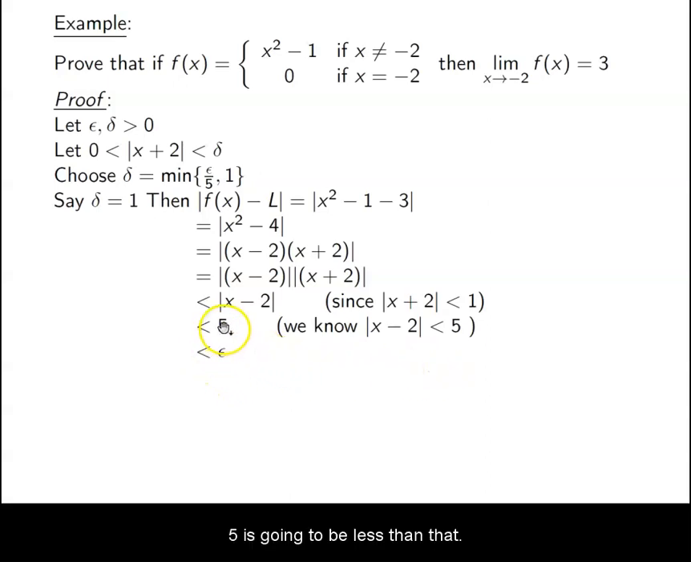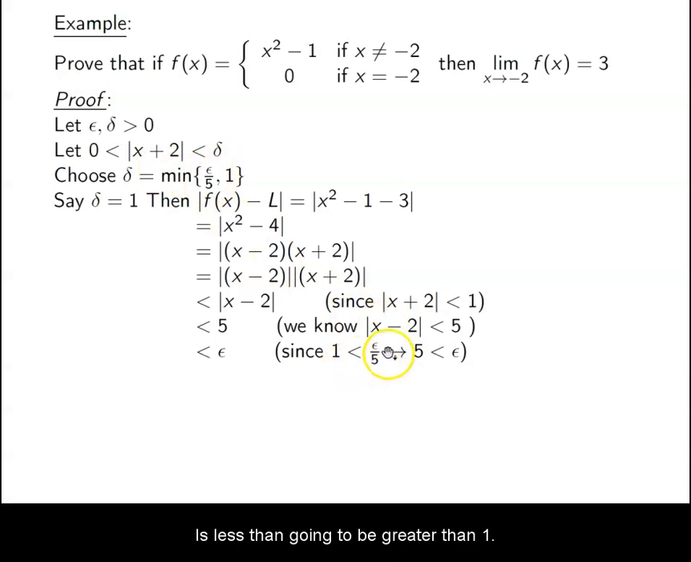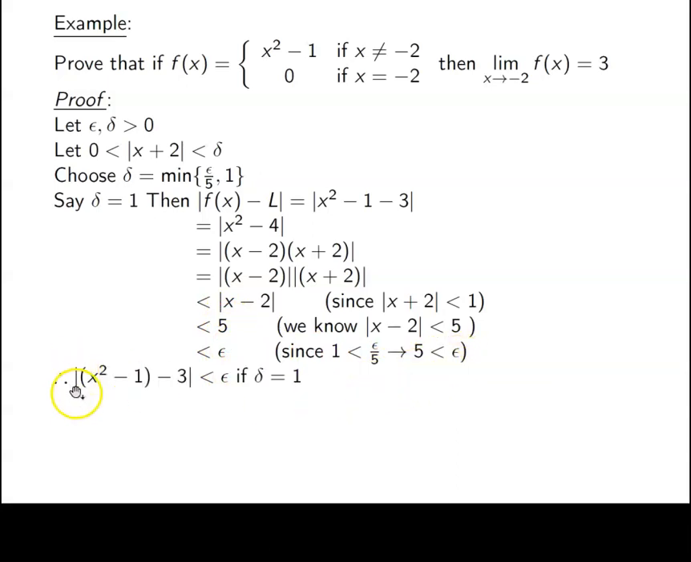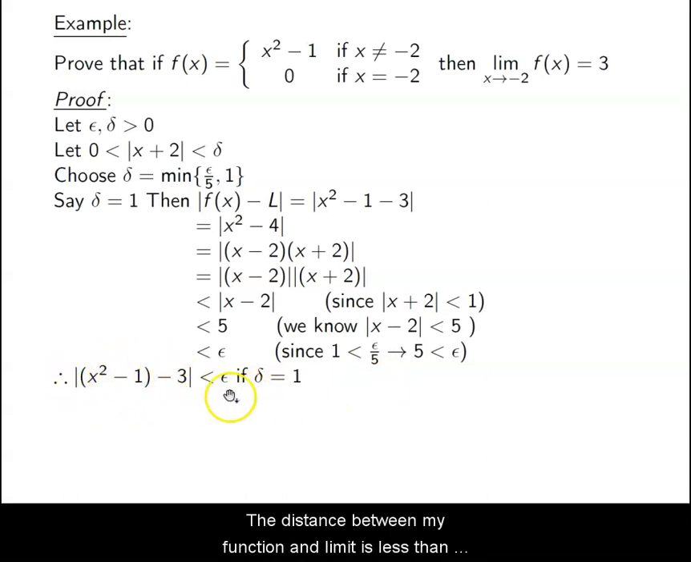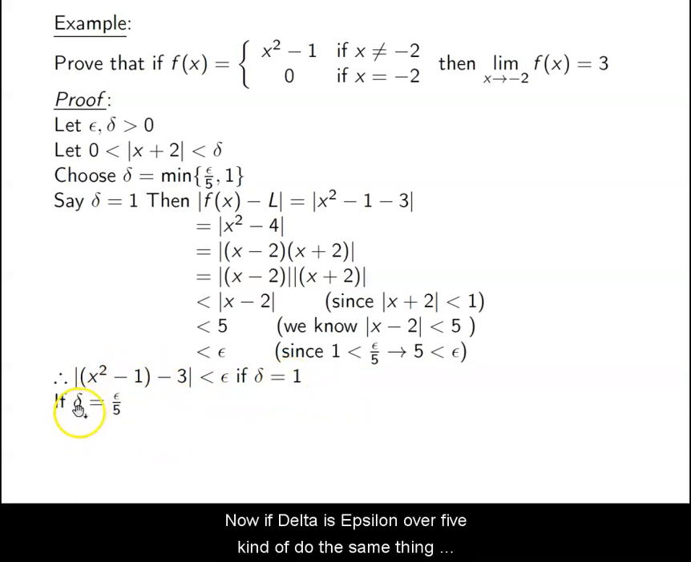5 is going to be less than epsilon, okay? And I know that's true because epsilon over 5 is going to be greater than 1. How do I know it's greater than 1? Because I'm saying it's greater than 5, right? So 5 is going to be less than epsilon. So therefore, the distance between my function and its limit is less than epsilon if delta is less than 1, right? Now, if delta is epsilon over 5, we kind of do the same thing.